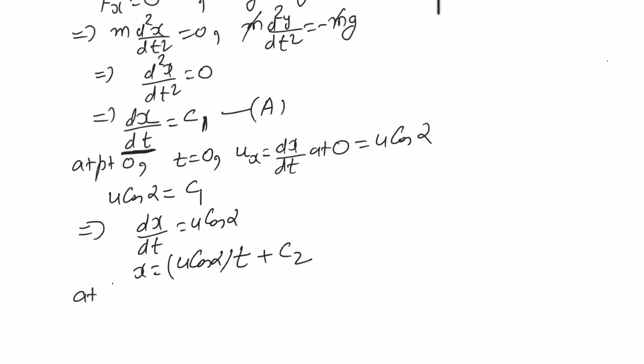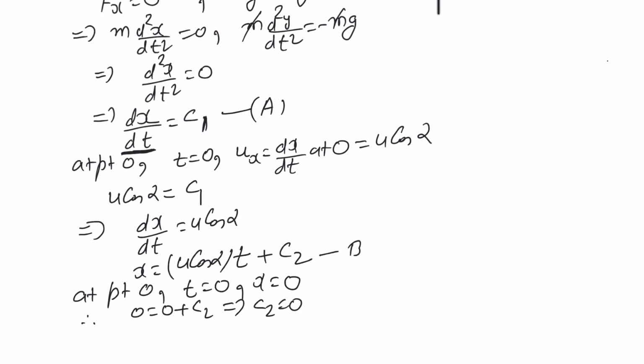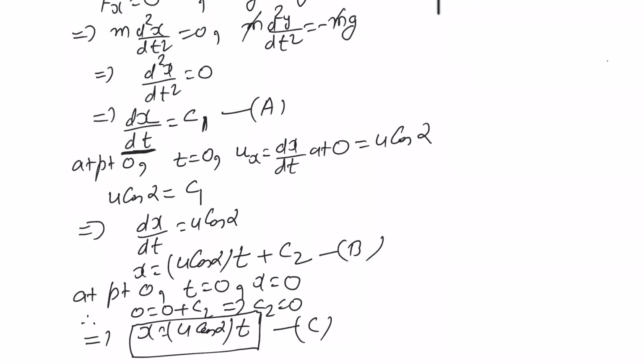Again at point O, t is equal to 0 and x is also 0. Therefore this is 0, this is 0, this is c2, which implies that c2 is equal to 0. Using in B, x is equal to u cos alpha t, and this is the value of x. Name it as equation number C.